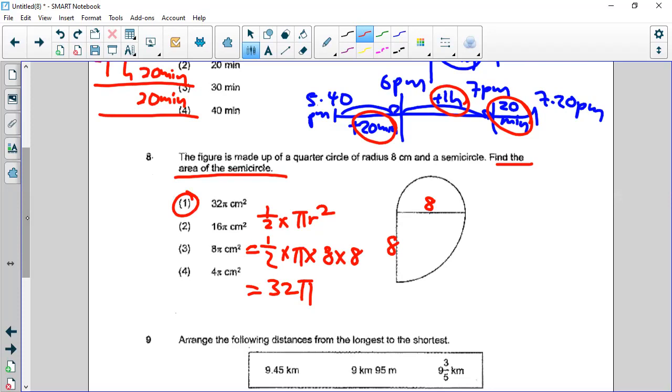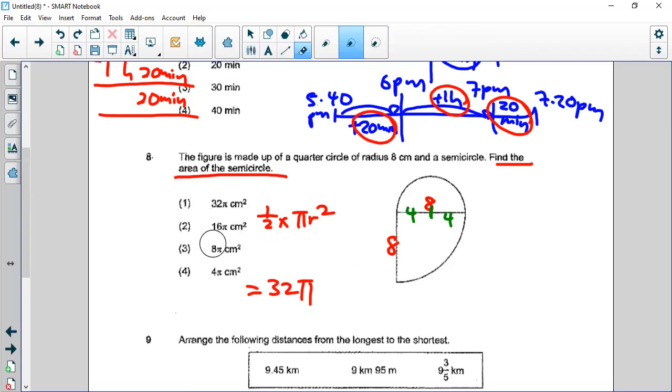Hang on for a while. No, this one has a mistake. The radius of the semicircle is not 8, it's 4. 4 times 4. Yeah, I made a mistake. Alamak. Okay, my mistake. What's the radius of the semicircle? The radius of the semicircle is 4. Yeah, 4. So Mr. Ong made a mistake. So let's erase this part.